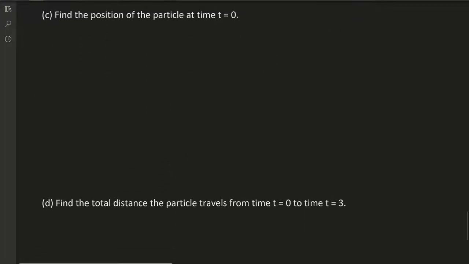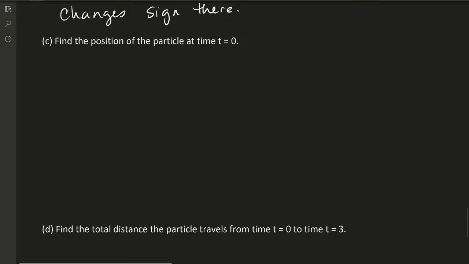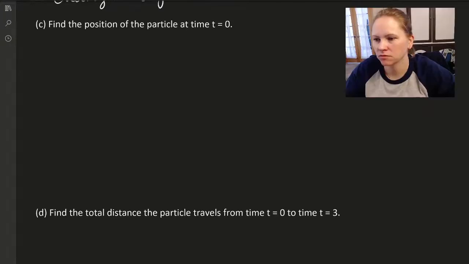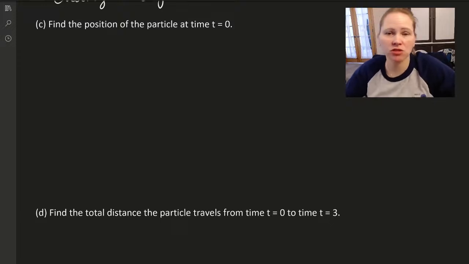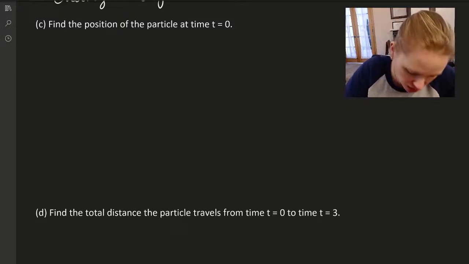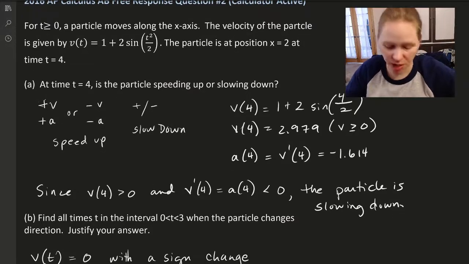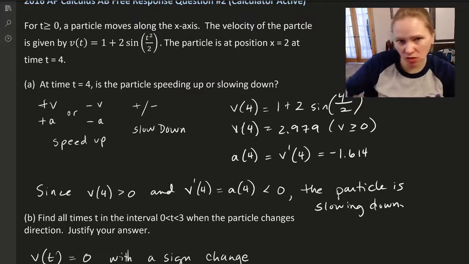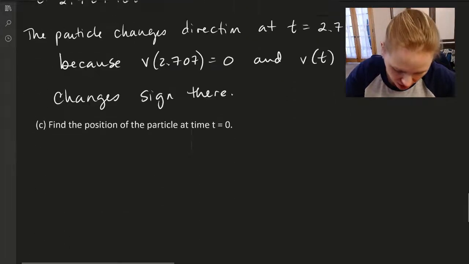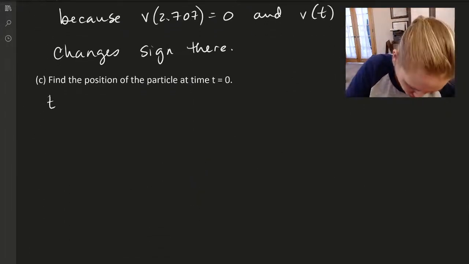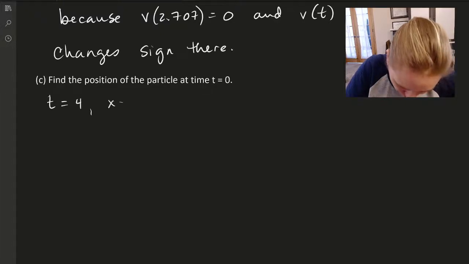Part C says, find the position of the particle at time t equals 0. Now this one is tricky because there's a couple ways you could go about this. But what we need to do is go back and realize that the information we're given, the initial spot, is that we're at x equals 2 at t equals 4. So we're actually going backwards, right? At t equals 4, x equals 2.